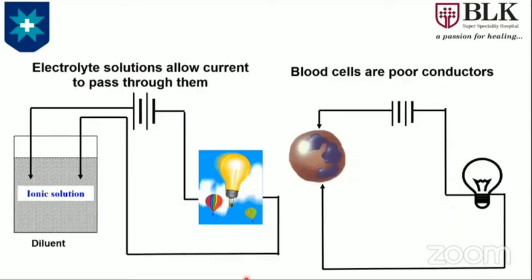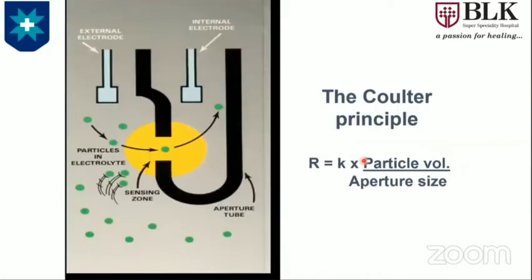We are all clear and aware that electrolyte solutions allow currents to flow and pass through them, and that's what the premise was. You would ensure that they pass through a specific small hole, which would allow the cells to pass. Depending upon the cell size, the pulses would differ, and you would put them on a graphic determination, eventually getting the plots. And the Coulter principle will give you, just as shown here, particles passing through, and based on the particle size, aperture size, and particle volume, you would be able to get your graphic data.